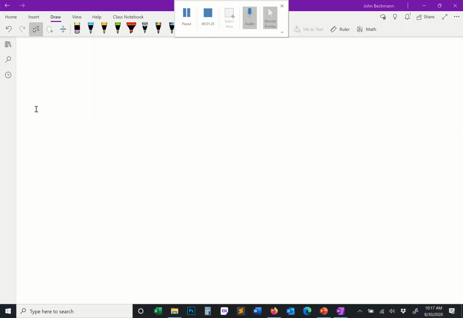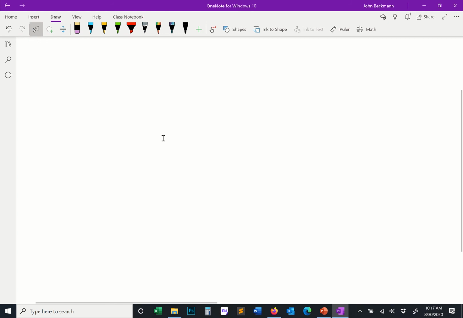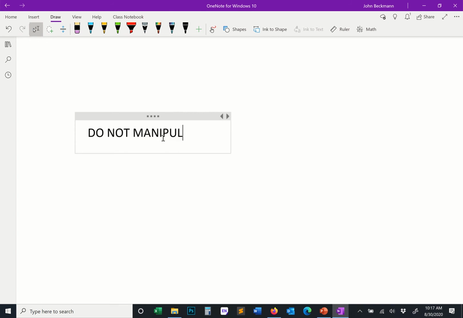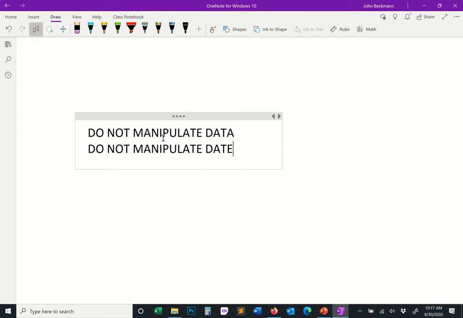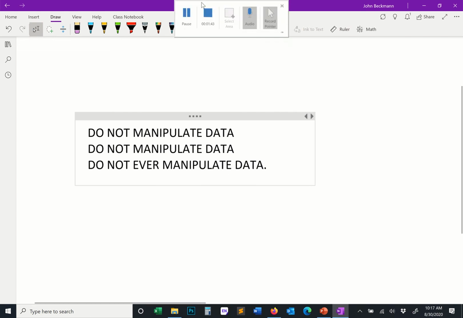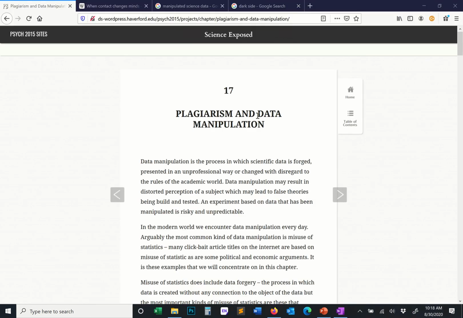So I feel compelled to tell you specifically, do not manipulate data. Do not ever manipulate data. Now, when I say this, there's different kinds of data manipulation and there's different kinds of plagiarism. So we might as well just enumerate them and discuss them. So I'm going to share this article with y'all, and I hope that you look through it and take it very seriously and consider all the points within.